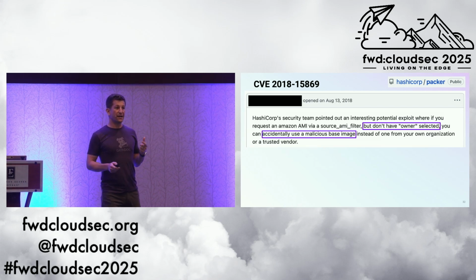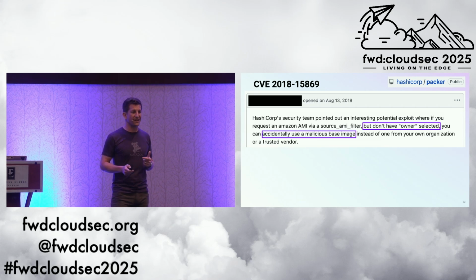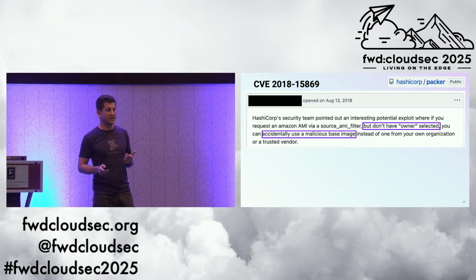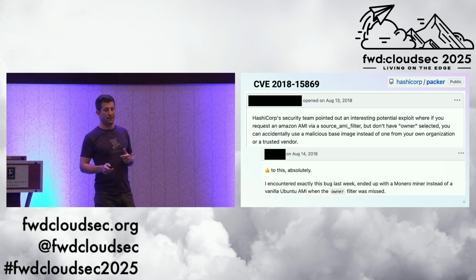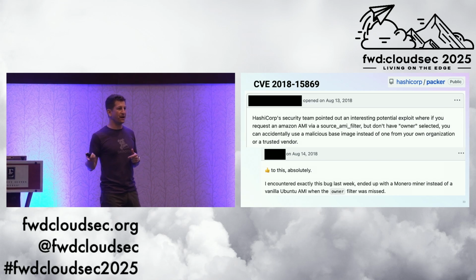And they realized that if you don't have the owner, like I realized, but this was 6 years before I realized it, that you could get in trouble. You can get an AMI ID that you don't intend to get. I don't think it was a coincidence that they created this issue, because the next day somebody said, oh yeah, I was looking for a Ubuntu AMI, and I got a Monero miner instead.